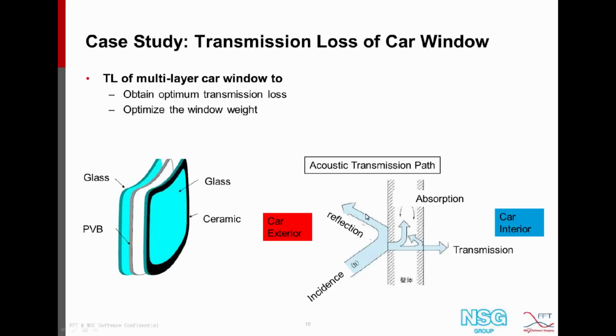And we see that apart from now on this sketch, the energy distribution. So we see incident energies, reflected energies, and some energy is absorbed or damped by this PVB layer inside the windshield, and the part is transmitted.